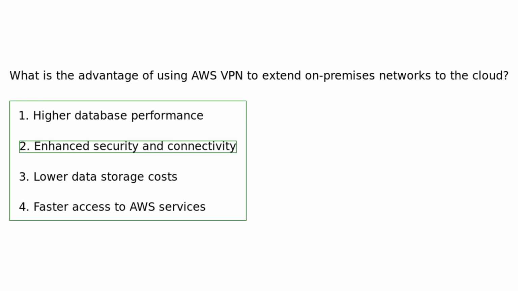Using AWS VPN to extend on-premises networks to the cloud provides enhanced security and connectivity, ensuring that on-premises resources can securely communicate with AWS services in the cloud.